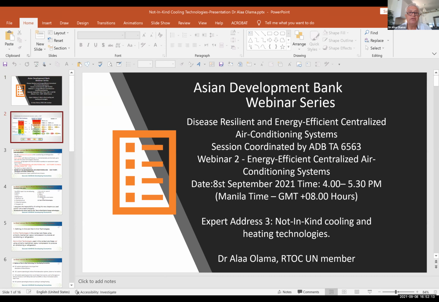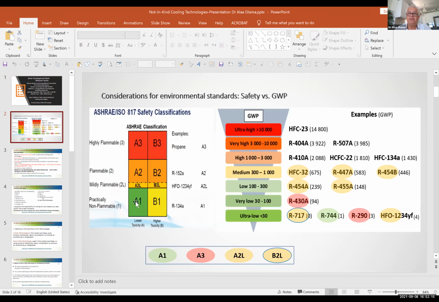So to start with, if you look at the different refrigerants nowadays, you'll find that the majority of the refrigerants are in the category of A2L, which are refrigerants that have some flammability. And this created problems in many instances where the codes and the standards are not really geared to deal with refrigerants that have flammability or some toxicity.